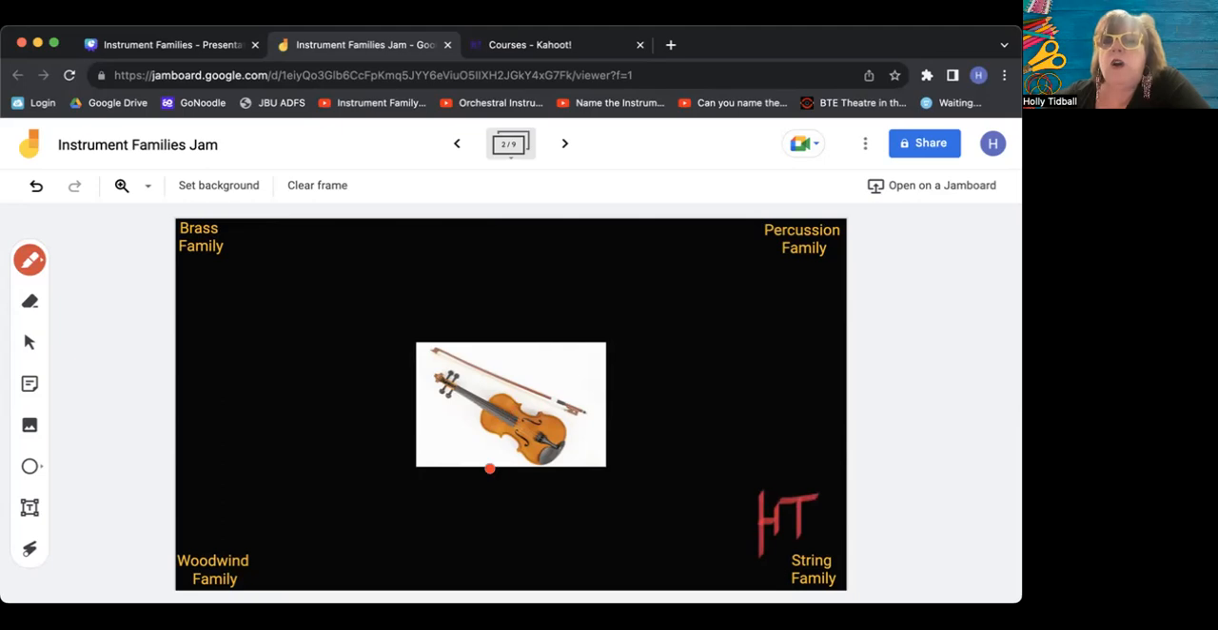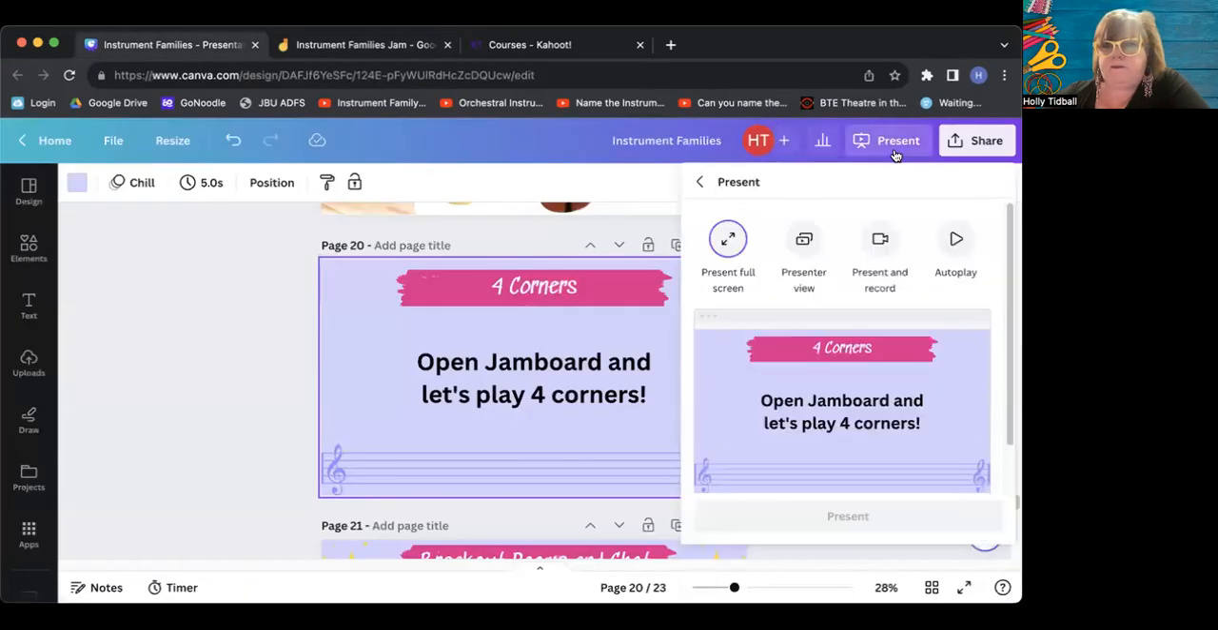Who can tell me what this instrument is? Good job. You're right. It's a violin. And what family is the violin in? That's right, the string family. And why is the violin in the string family? That's right, because it has strings. So easy. So good.